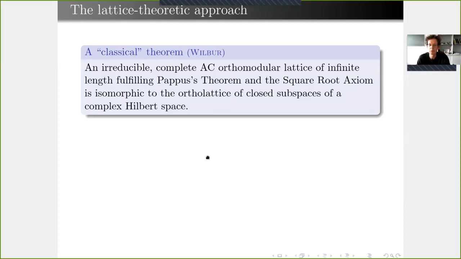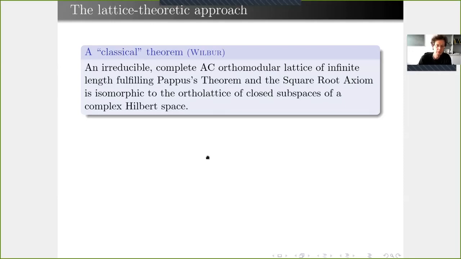So assume that you have an ortholattice, a lattice with an ortho complementation, and assume that the lattice is orthomodular, is atomic and fulfills the covering property, is irreducible, complete, is of infinite length, fulfills Popper's theorem and the square root axiom. Then what you get is exactly the infinite dimensional complex Hilbert space.